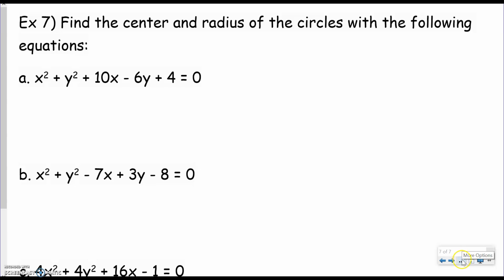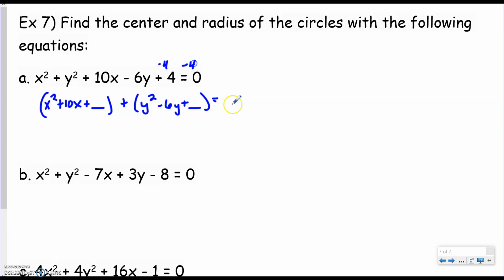We need to put this in a standard form so that we can find the center and radius. So what we're going to do is regroup this. We're going to do x squared plus 10x, and I'm going to figure out what I need to do to complete the square there. Then I'm going to group this as y squared minus 6y, and figure out what I need to do there, equals, and I'm going to move this 4 over. So I have a -4. And whatever I add on the left side, I need to add on the right side. So I'm going to put 2 blanks there as well.